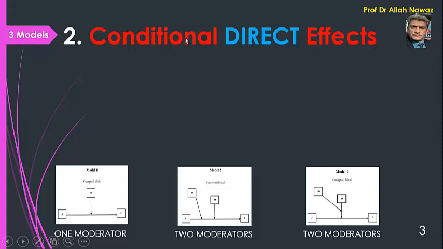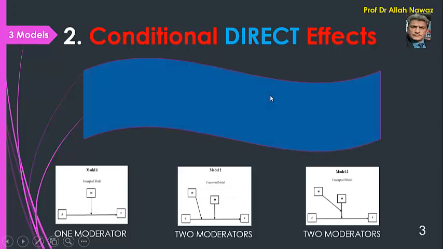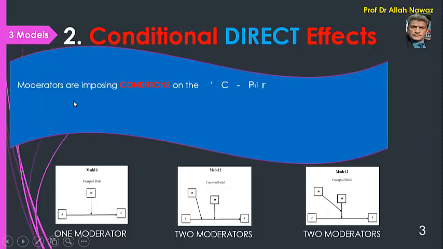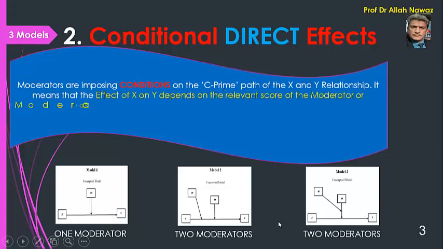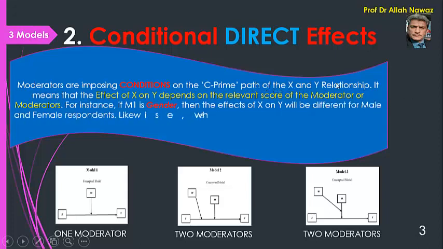So here we use the moderators to affect the X-Y relationship directly. There are 3 models available, and you can see that 2 moderators can be used at the same time. One moderator as well as 2 moderators at the same time. So there are 3 models, and moderators are imposing conditions on the C prime or the XY relationship, the C path or C prime of X and Y relations.